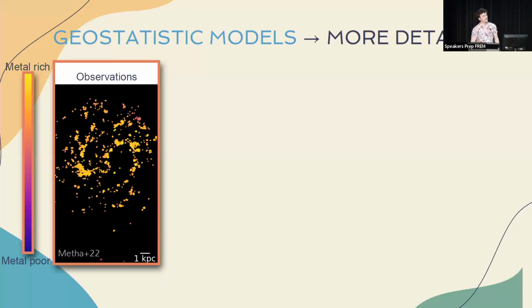But yeah, if you wanted to predict the metallicity at a point outside of these H2 regions, if you wanted to do it the traditional way, you'd fit a metallicity gradient.